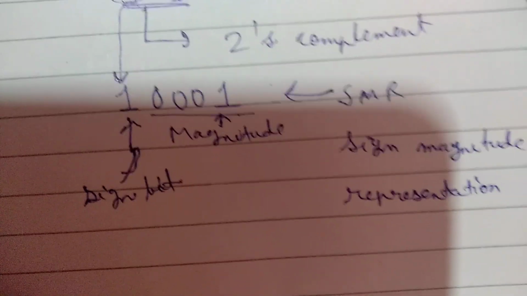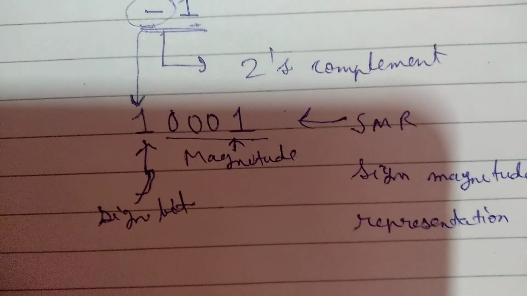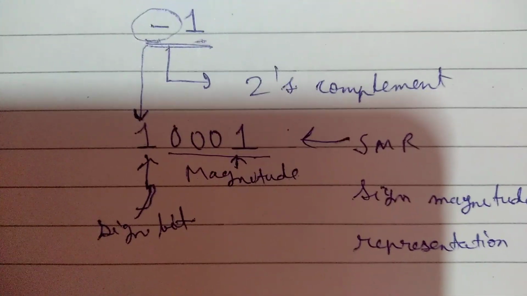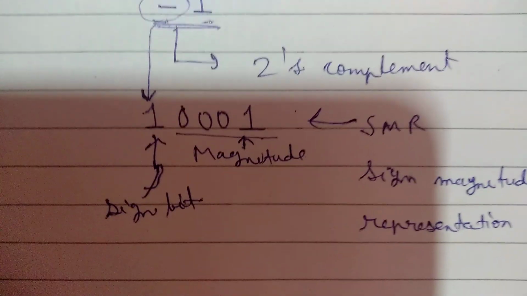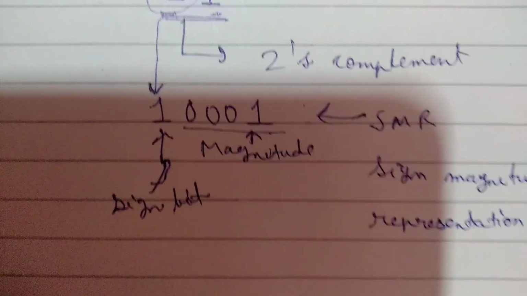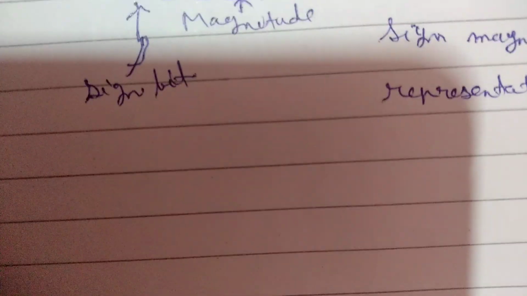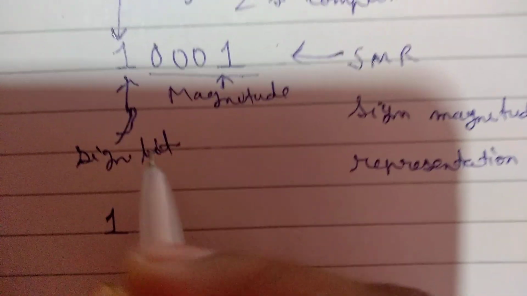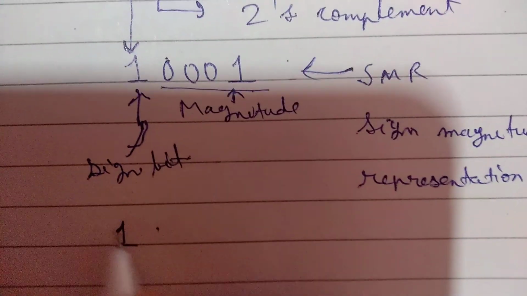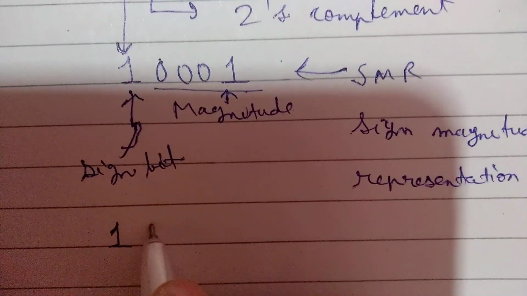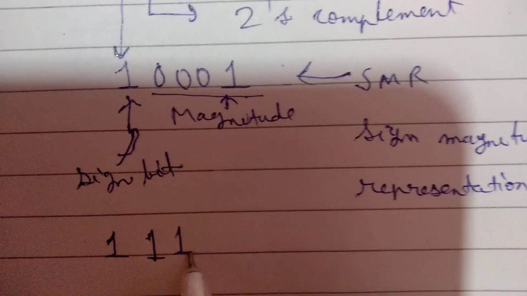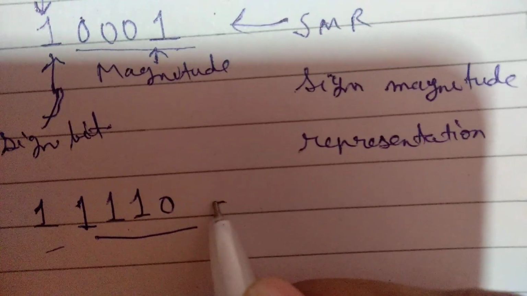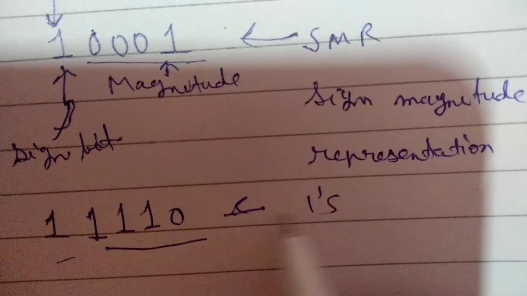Now to convert it into the two's complement form, first we have to take the 1's complement. The 1's complement is nothing but the negation of all the bits, like passing all the bits through a NOT gate. The sign bit will remain as it is, but the magnitude bits will be passed through the NOT gate. So here 0 will become 1, 1 becomes 0. This is the magnitude, and this is called the 1's complement form.